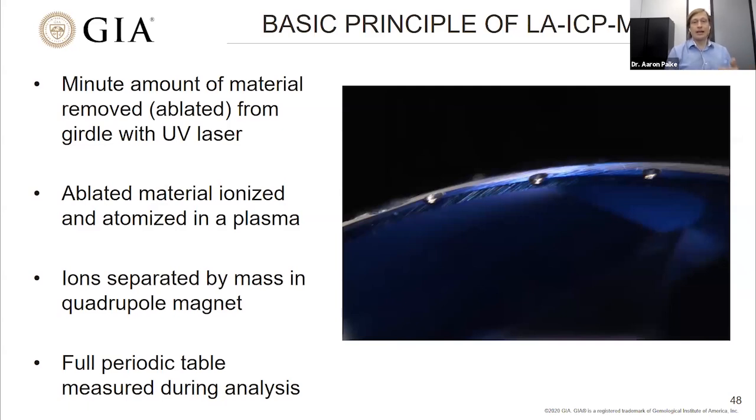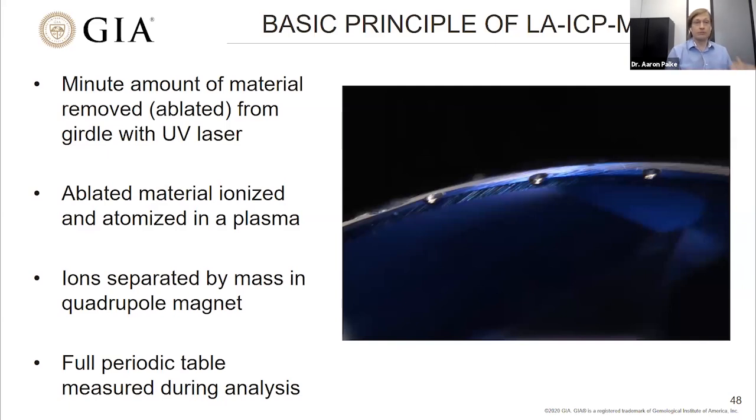Basically, what happens in an LA-ICP-MS is that we use a deep UV laser to remove a little bit of material from the girdle of a gemstone. And that's shown here in this photomicrograph on the right. These are small 50 micron pits in the girdle of a gemstone. You would never see this really unless you went looking at it in a microscope. But we can ablate a small amount of material from this gemstone and take this material and put it through the ICP-MS.